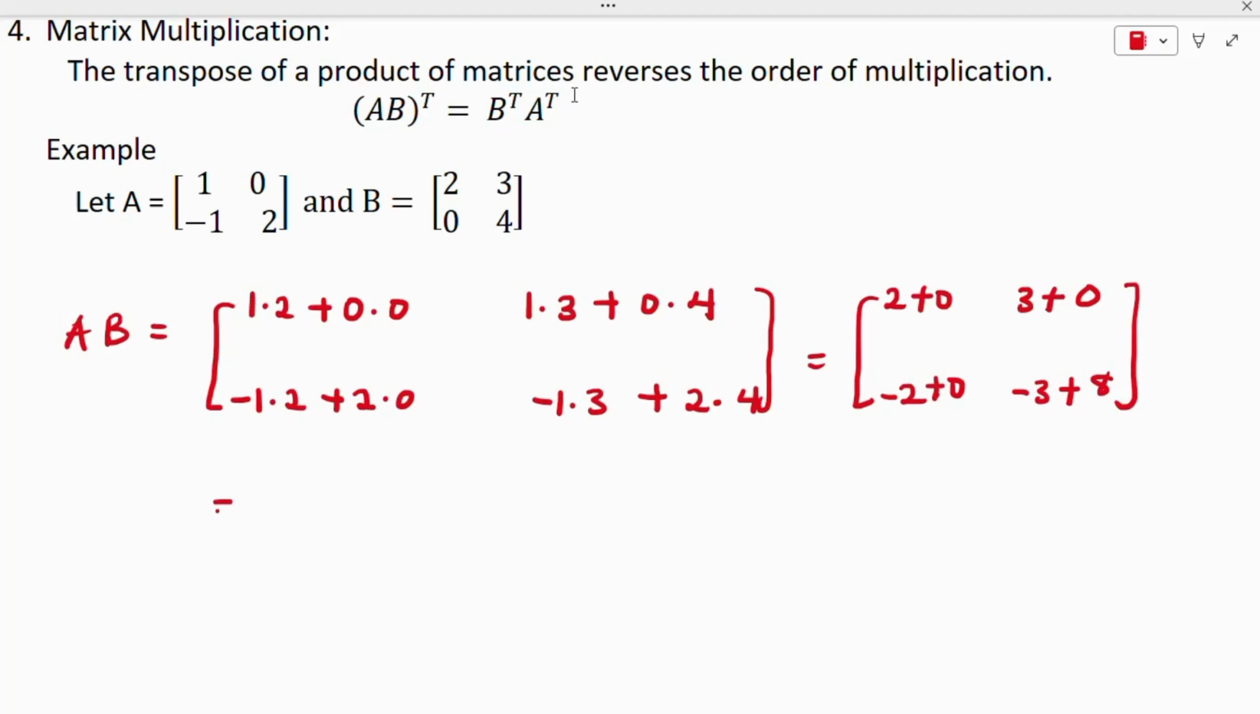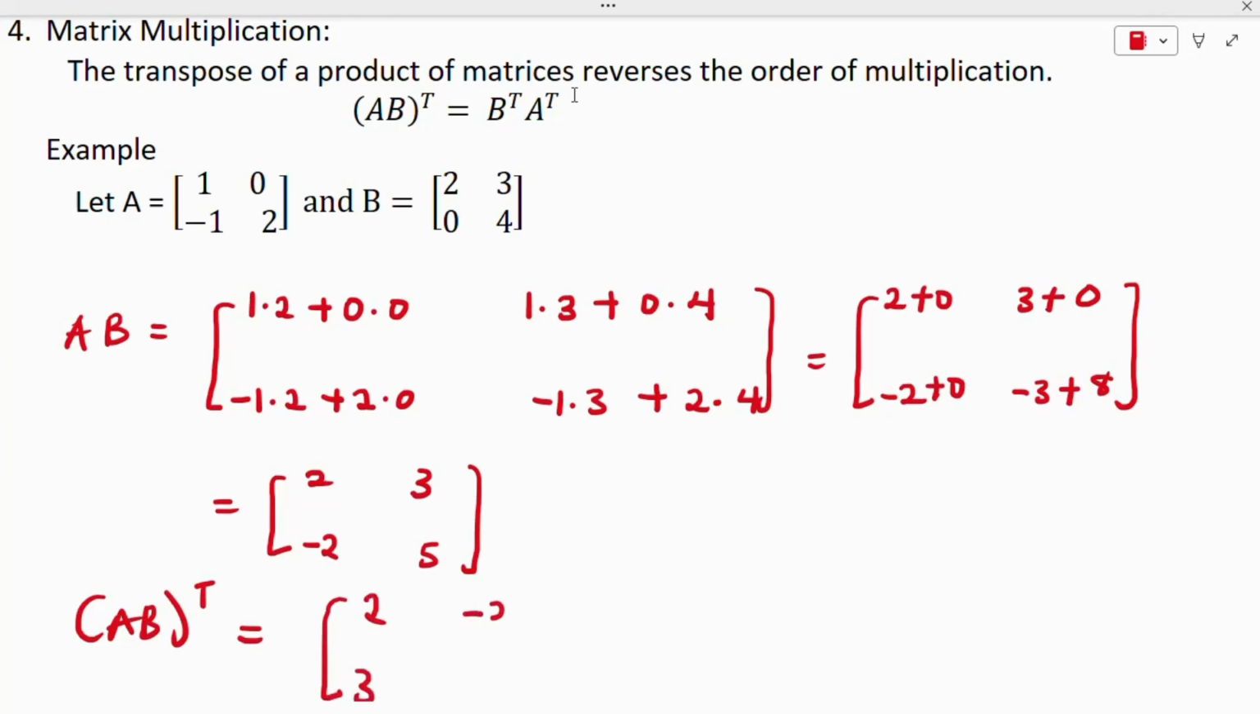So this is equal to 2 plus 0 is 2, 3 plus 0 is 3, negative 2 plus 0 is negative 2, and negative 3 plus 8 is 5. So we have been able to solve for the matrix of AB. Now taking the transpose of AB, so interchanging the row and column, this becomes 2, 3, negative 2, and 5. So we have been able to verify the left hand side.